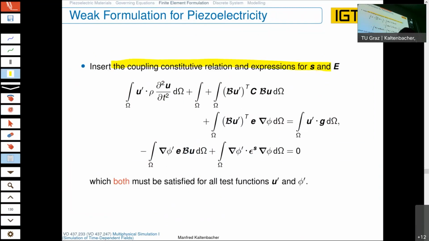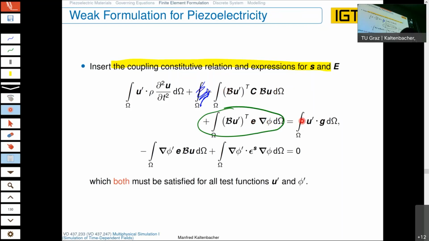So we have our standard term as we have in classical mechanics due to the inertia. Then we have our classical term as we have it in mechanics. And in addition, and this is now the important thing, we have the coupling term coming from the electric field expressed via the scalar potential. So we see how the electric field couples into the weak form of the mechanical equation.